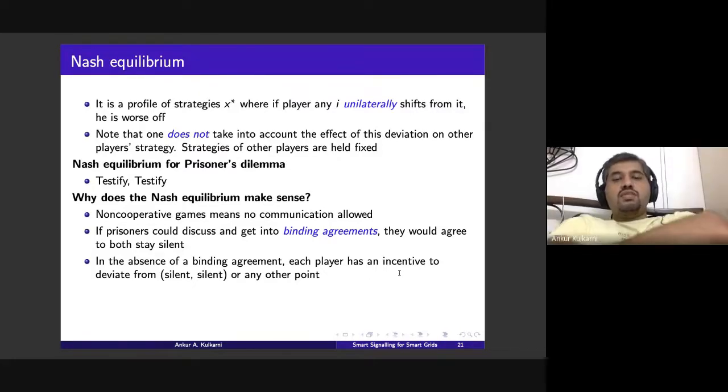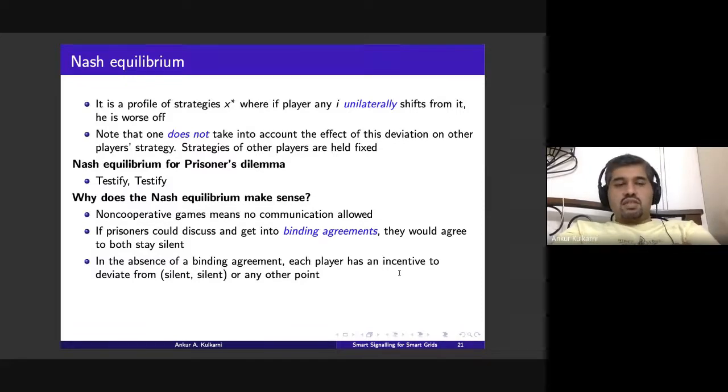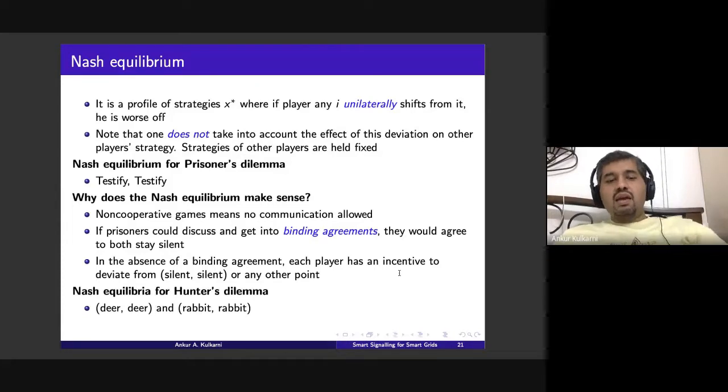So since there's no communication, in the absence of a binding agreement, each player has an incentive to deviate from the silent point. Knowing that the other fellow is silent, I would always want to testify, because then I have 0 years in jail as opposed to 1 year. And as a result, both players end up testifying. And now, for Nash equilibrium, there can also be multiple Nash equilibria for a game. For example, in the hunter's dilemma, both deer and rabbit turn out to be Nash equilibria.